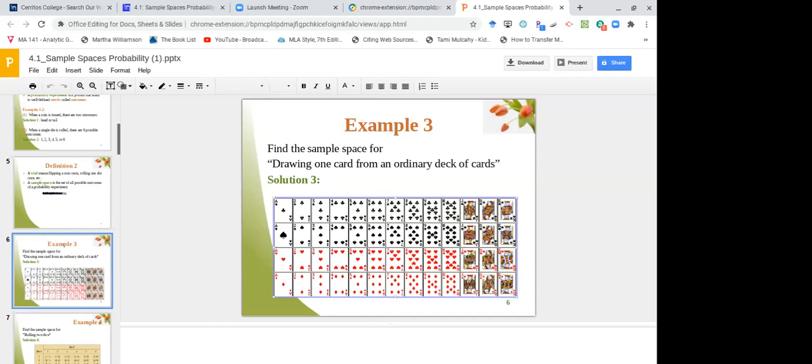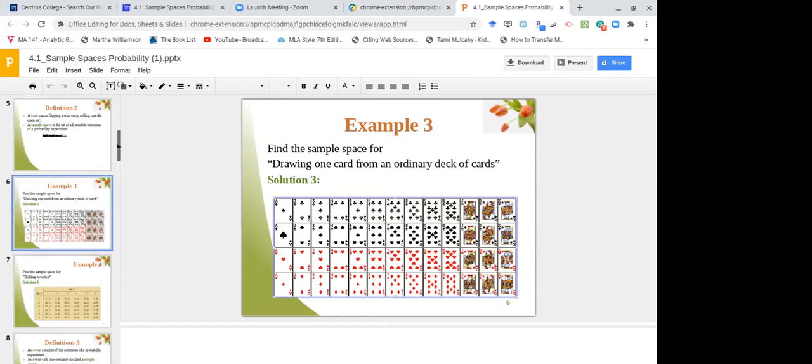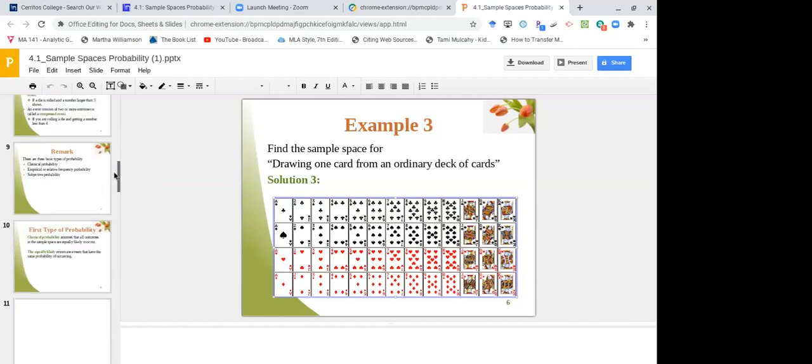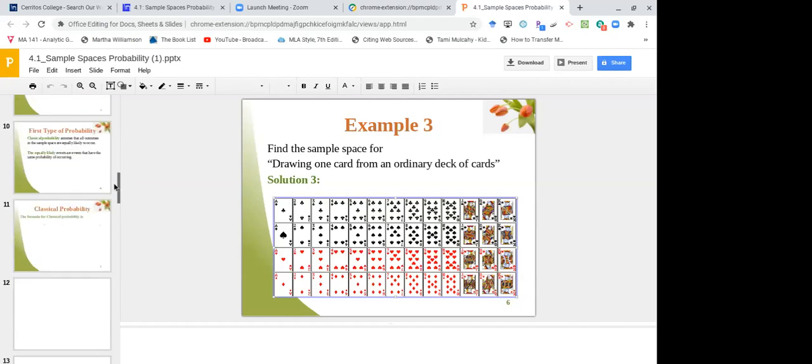Now, for those of you who may have played cards, you're wondering where the jokers are. Those are not part of an ordinary deck. So an ordinary deck or a standard deck is a deck where the jokers have been removed. Okay, but the standard deck is 52. Most of the rest of this is pretty self-explanatory. You do have the sample space for a deck of cards.